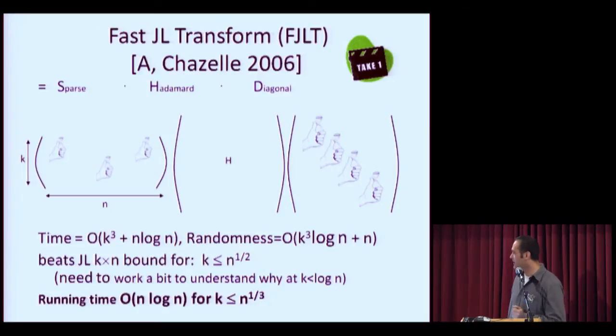Okay? And somehow you believe, for reasons of, I don't know, maybe elegance, or maybe because it's so related to Fourier transform, you believe that this is the optimal you can do. Okay? So now the goal is to get order of n log n, but for larger k's, for larger embedding dimensions.